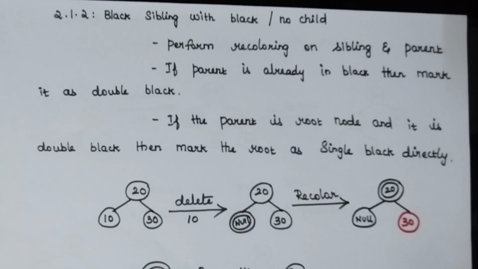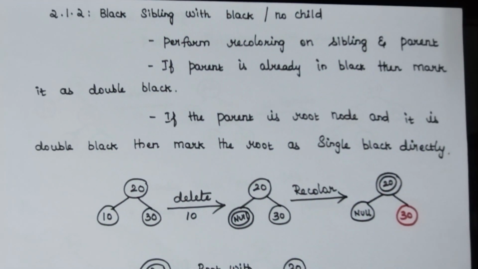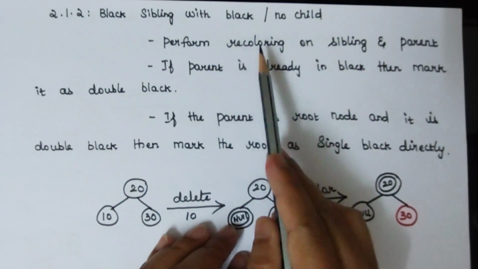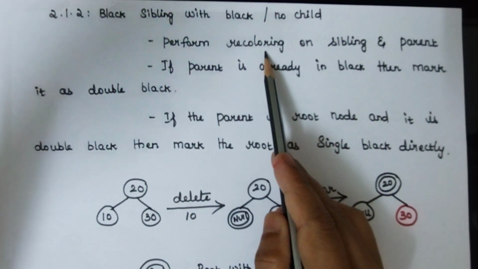And the next case. We checked the first case, and in the next case again the sibling is black in color, there is no change in that. But what if the sibling doesn't have a red child, it is having only black children or no child? No child also means it is black, null black. So what if the black sibling is again having only black nodes, there is no red node at all? At that time what we need to do? We need to perform recoloring. If the sibling is having a red child, perform rotation.